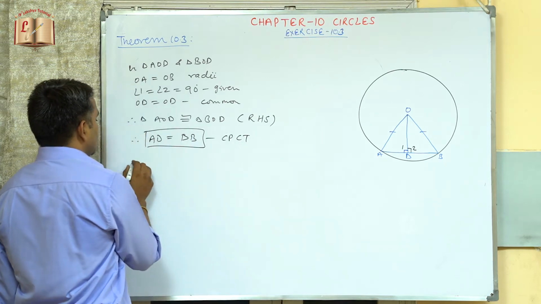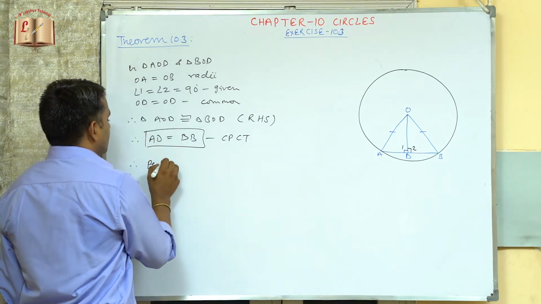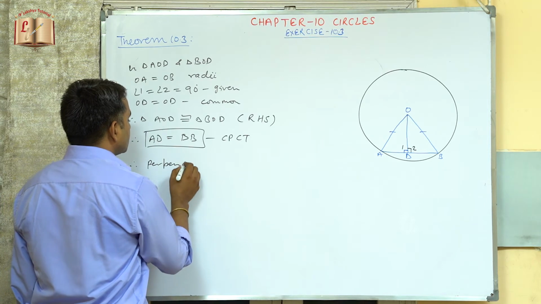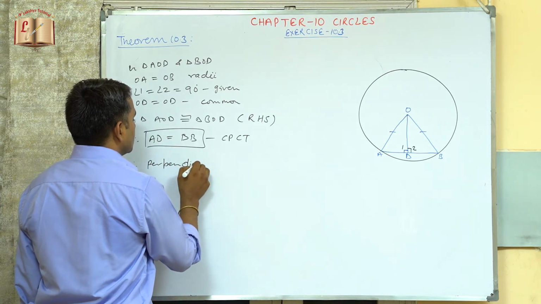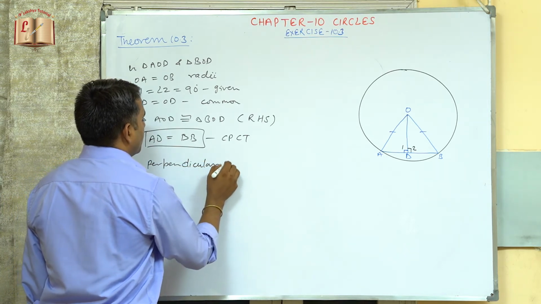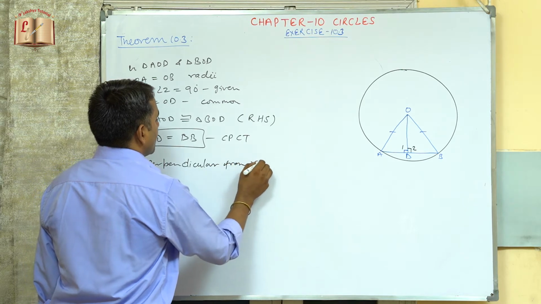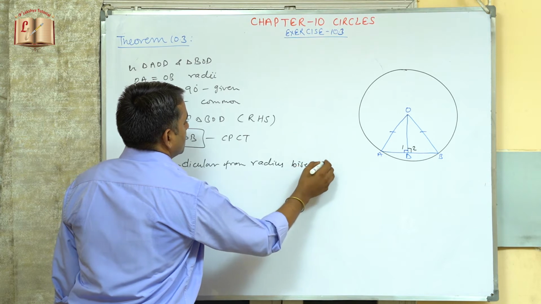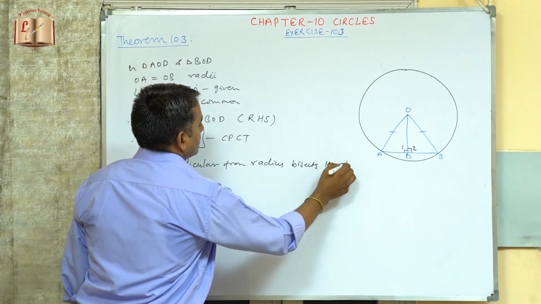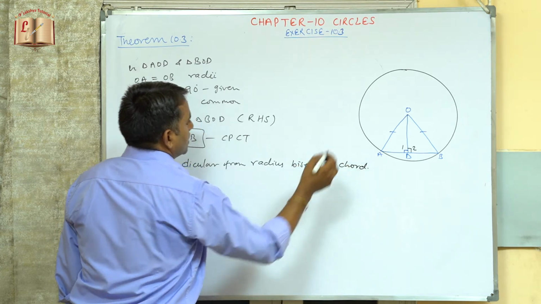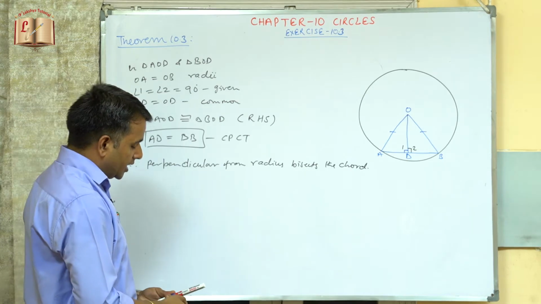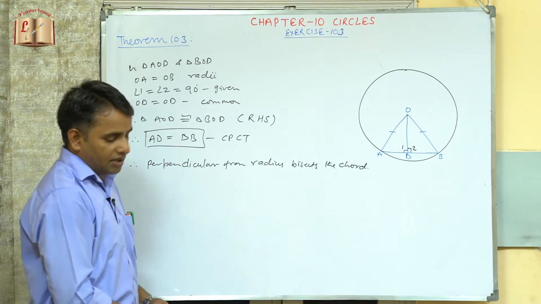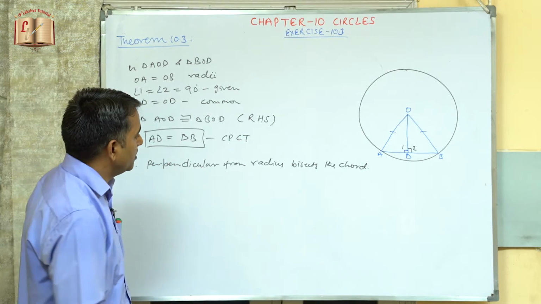Therefore we can say the perpendicular from the radius bisects the chord. So any perpendicular from the radius will bisect the chord. So this we have proved.